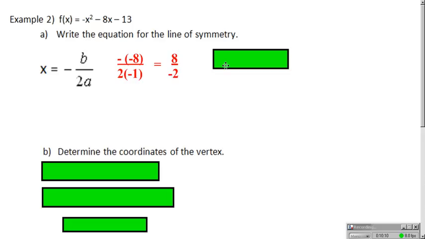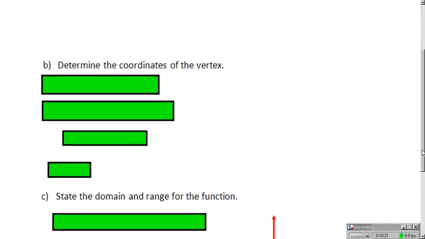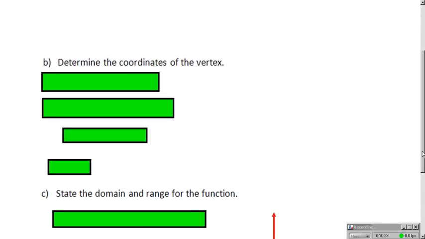Remember, line of symmetry is an equation, you cannot just put negative 4. So we would say x is equal to negative 4. Coming down to solve for your vertex. Vertex is a point. Remember, we have half of it done right now. We know our x value is negative 4.